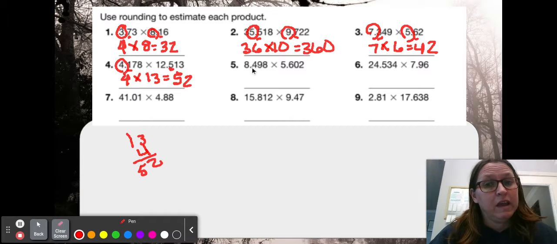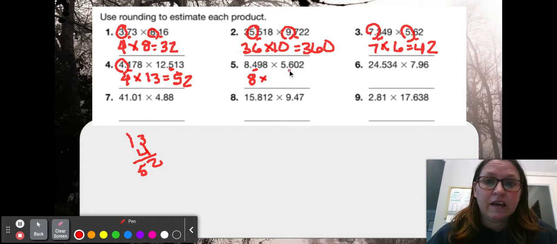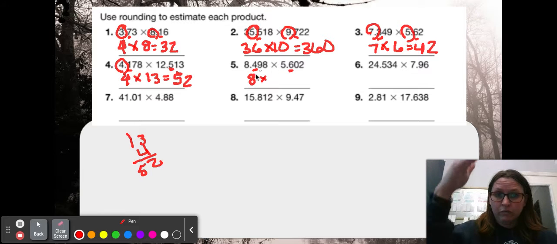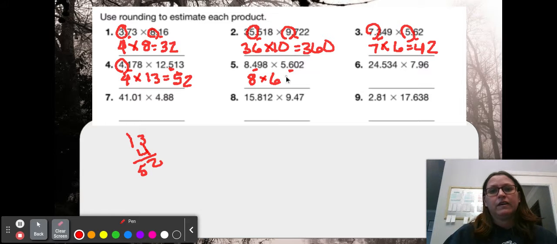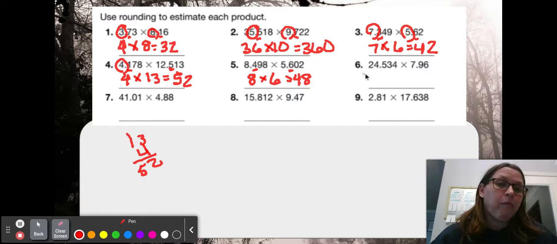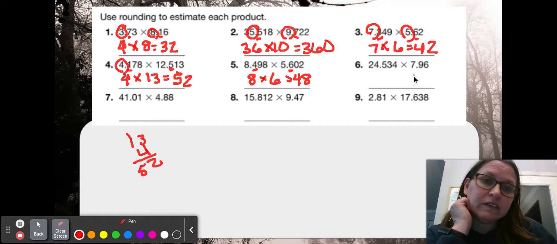Let's look at this one right here. 8.4, this 4 right here tells me my 8 stays the same. And the 6 right here tells me that my 5 raises the score to a 6. So 8 times 6 equals 48.